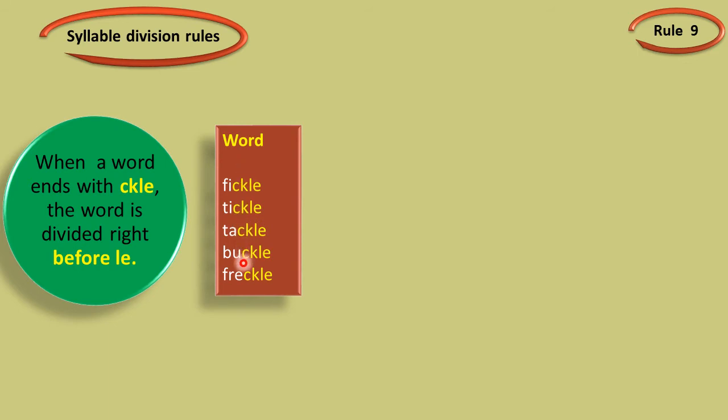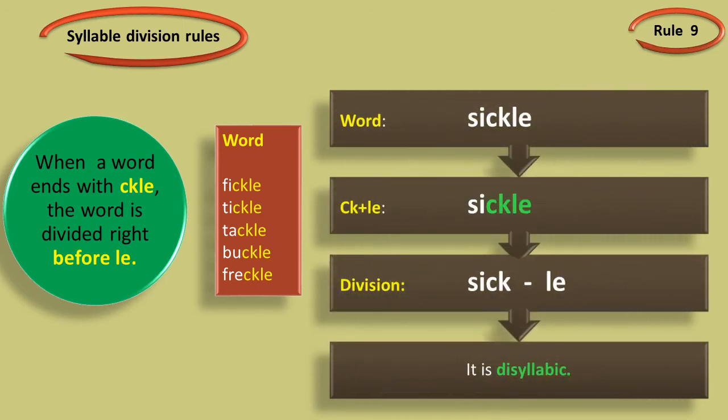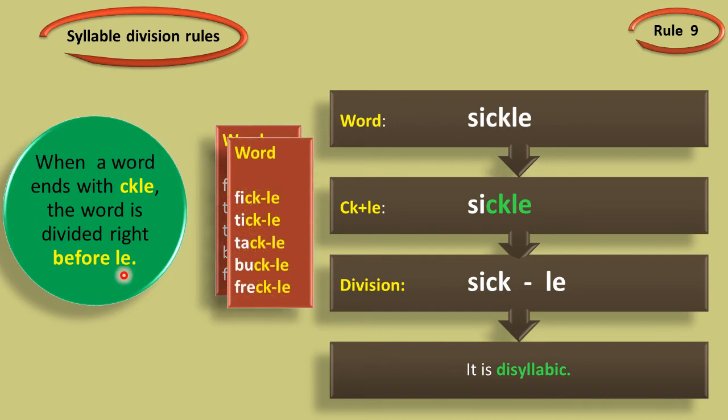These are all example words. Please have a look at. And sickle is an example word. With the help of this one, let us try to understand this rule. What is the rule? When a word ends with CKLE, and this word ends with CKLE. What is the rule? CK plus LE, right? Then what will happen? The word is divided right before LE, and the word sickle is divided into two syllables like this.